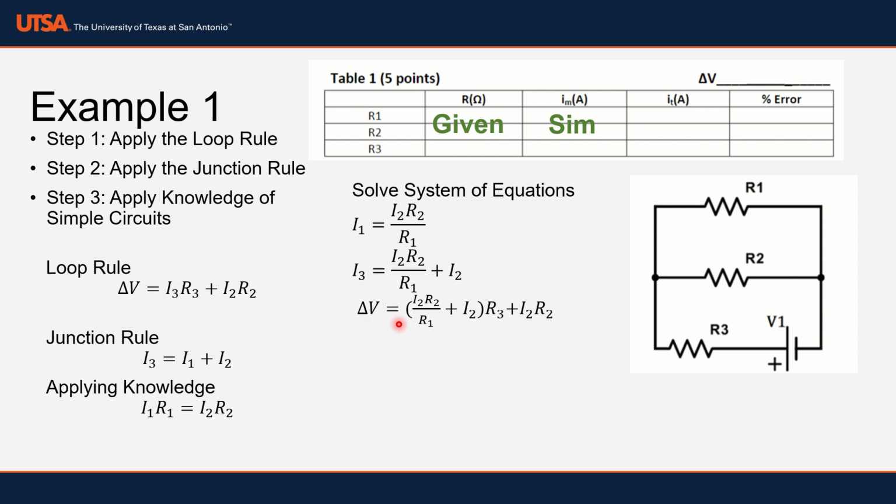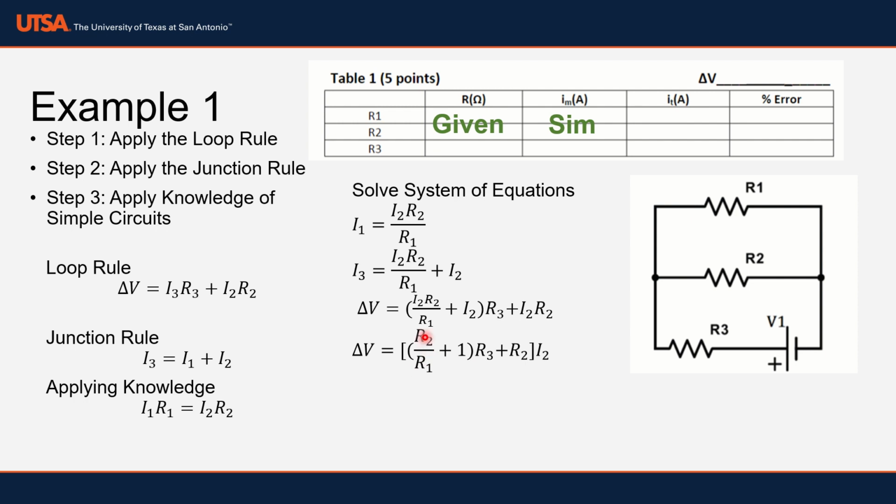So we have delta V is equal to I2 here, there's I2 there, there's R3 and I2 there. Now you might notice that everything in this equation is being multiplied by I2. Because of that, we know that we can factor out this I2. That's our next step. We're going to factor out the I2 and we're going to have an equation that looks like this. Now we're pretty much done. We pretty much solved everything that we need to do.